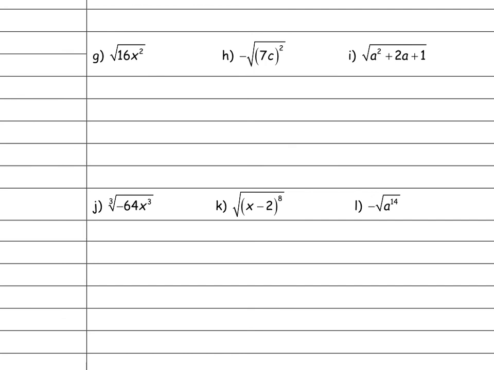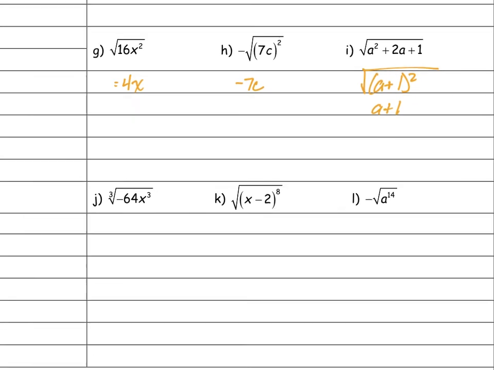Okay, the square root of 16x squared is? 4. 4 what, Nia? 4x. Beautiful. Okay, the negative square root of 7c squared. Negative 7c. And then this factors to a plus 1 squared. So the square root of a plus 1 squared is a plus 1. Just do this.